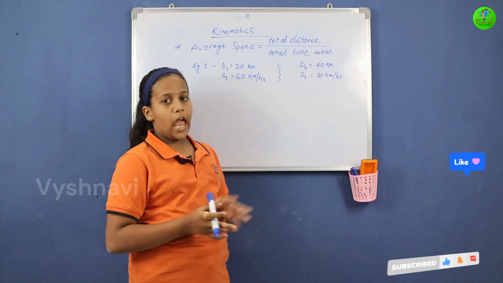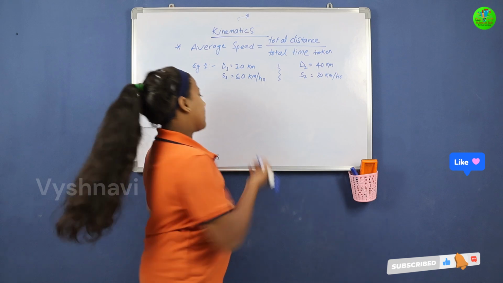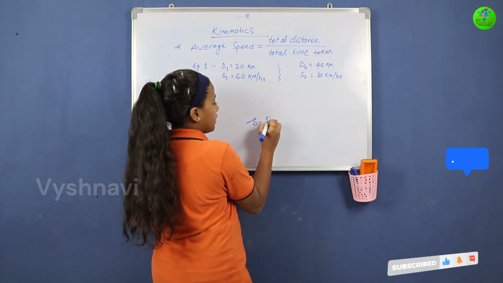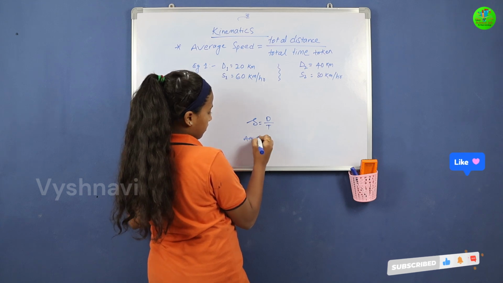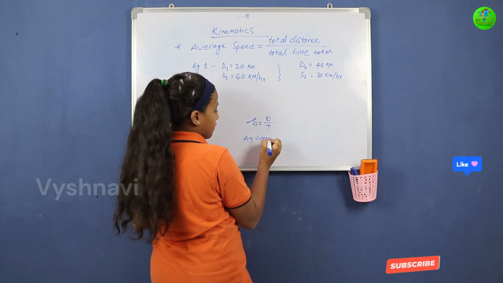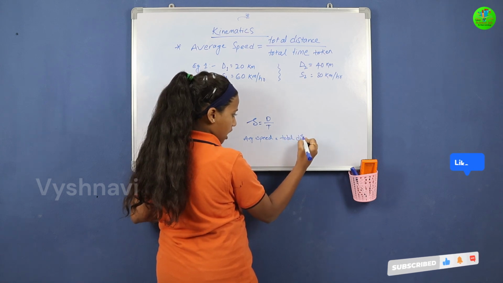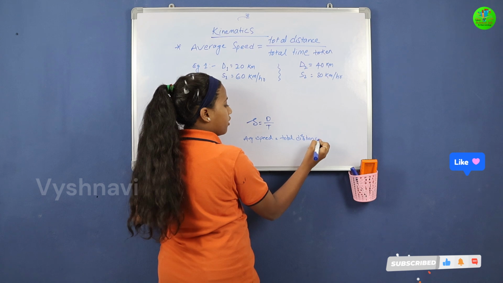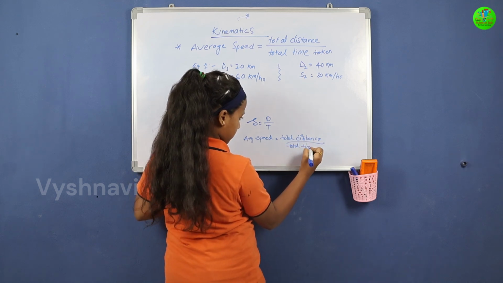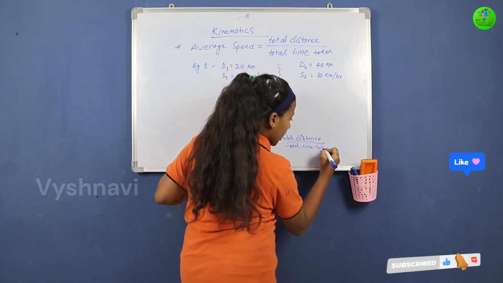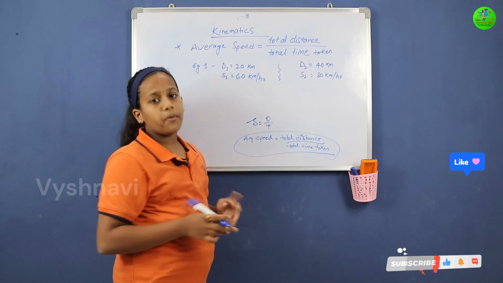Now we will discuss average speed. What is the formula of average speed? The formula of speed is speed equals d by t, meaning distance by time. But average speed is equal to total distance by total time taken. Based on this formula, we will do one problem.